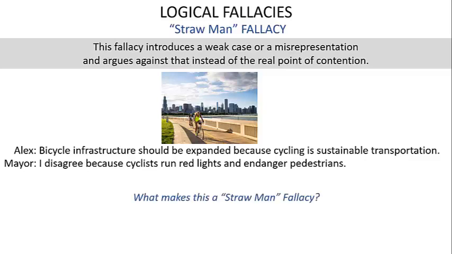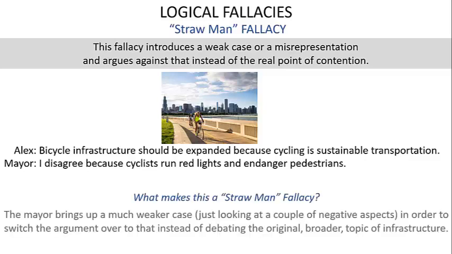What makes this a straw man fallacy? The mayor brings up a much weaker case, just looking at a couple of negative aspects, in order to switch the argument over to that instead of debating the original, much broader topic of infrastructure.